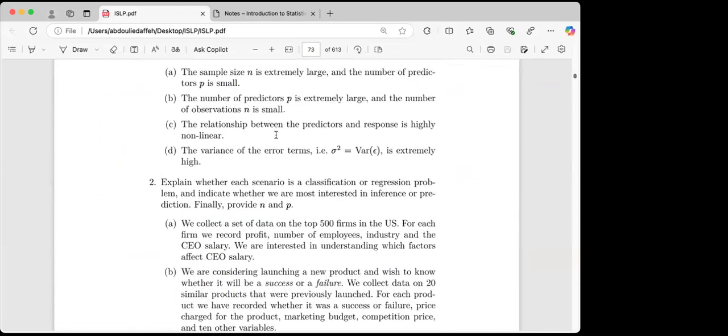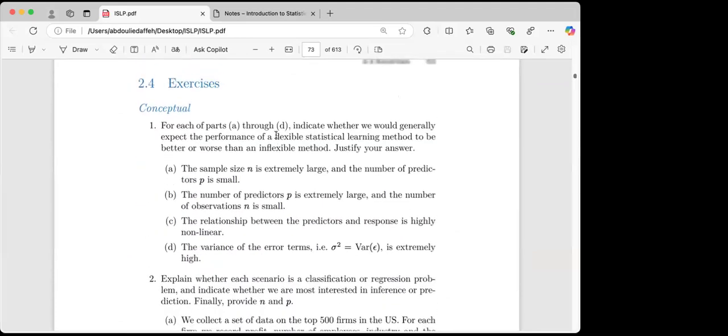Yeah, any comments or... Yeah, I think these are some conceptual questions. Yeah.